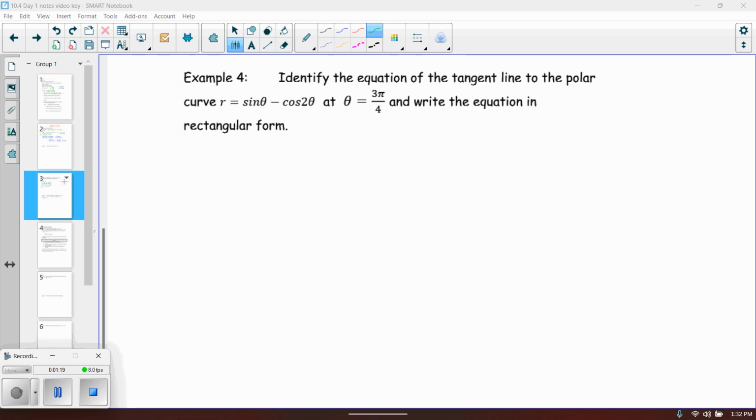To find dy over dx, we need to utilize our formula. It's that long formula. So we're going to need a few things. We're going to need f of theta, which we are given. That's r. We are going to need f prime of theta, which is going to be the derivative of r, which is, let's see, what's that going to be?